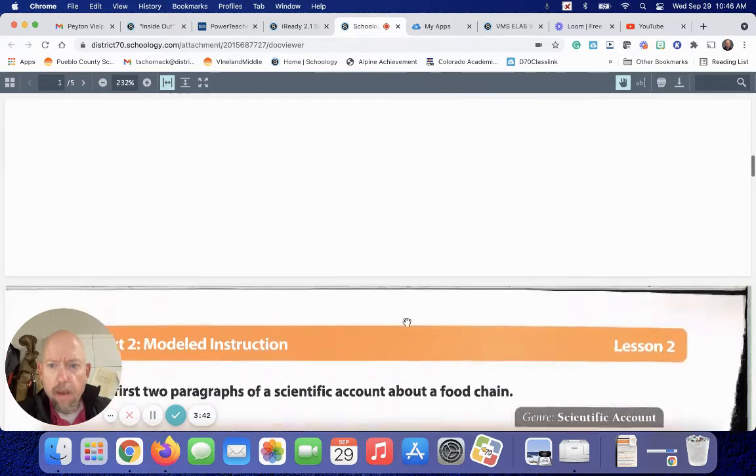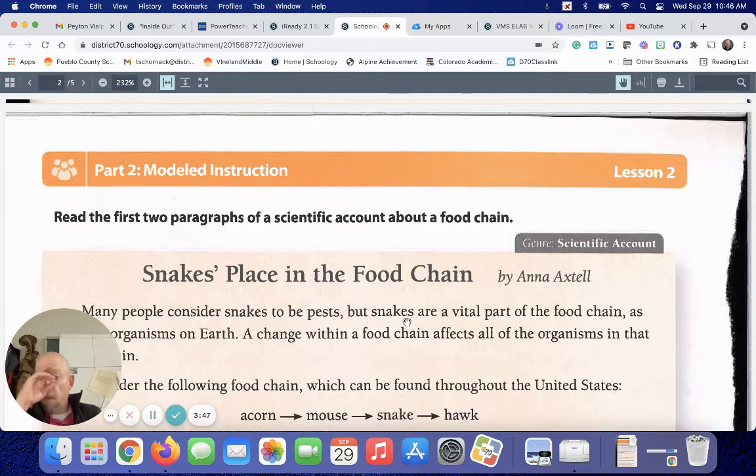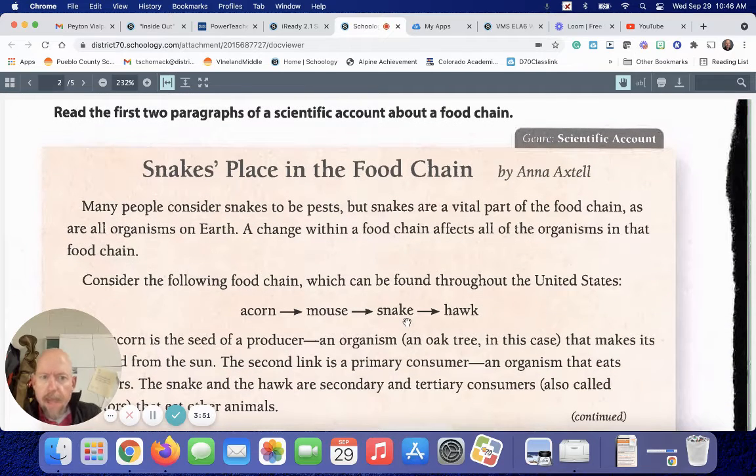Next page, page 12. We're going to read the first two paragraphs of a scientific account about the food chain. Snakes' Place in the Food Chain by Anna Axtell.